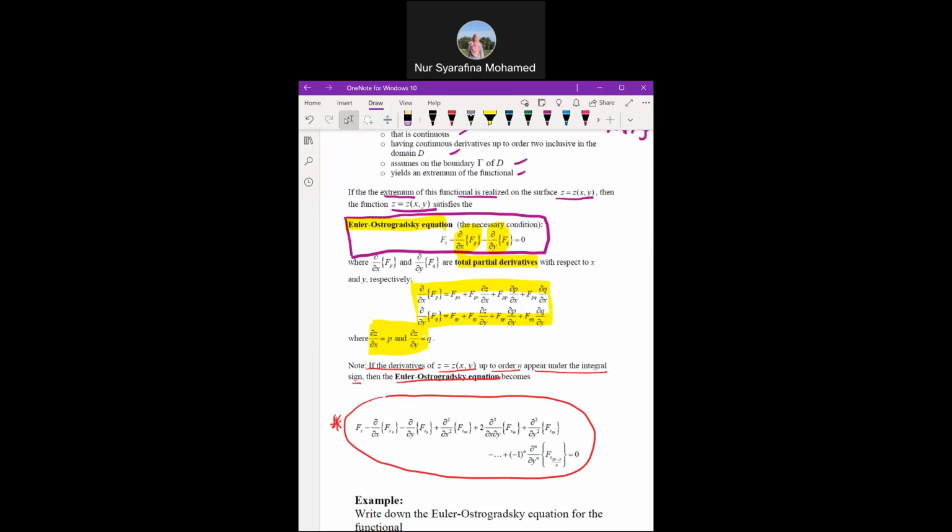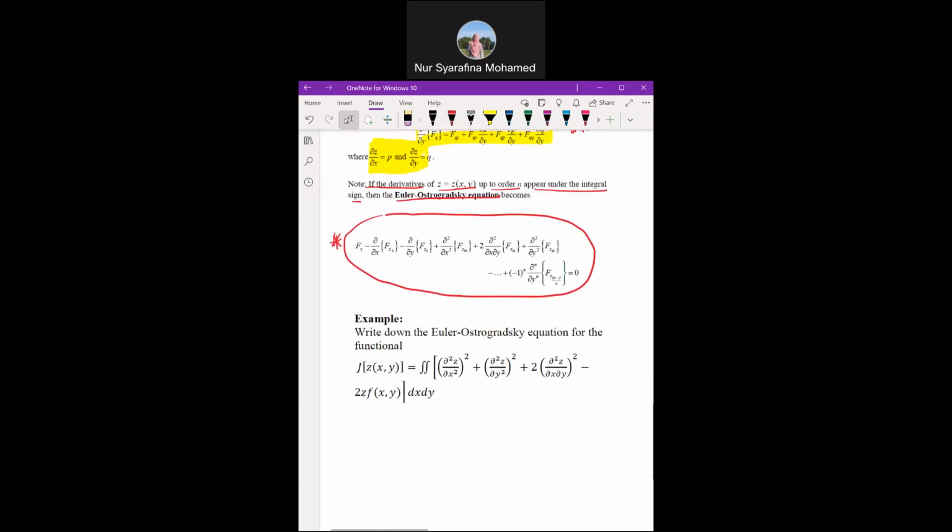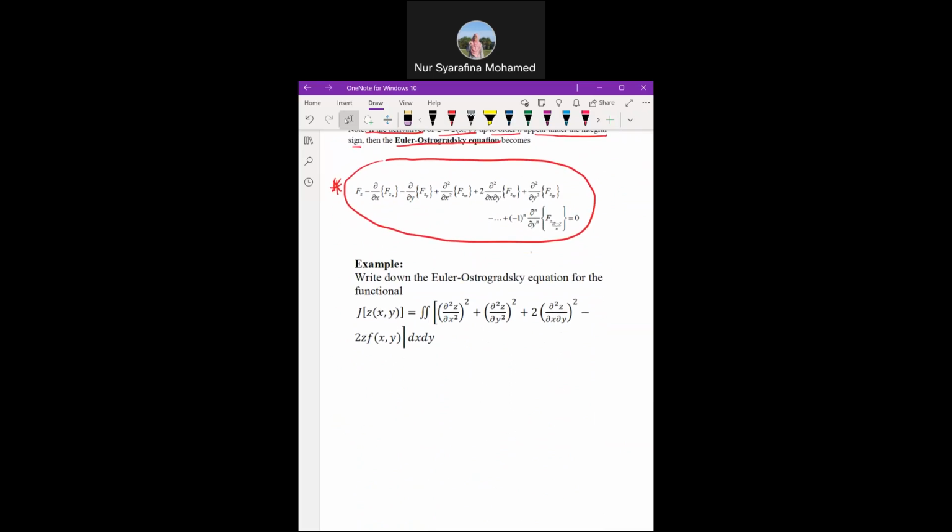The previous equation here only consists of elaboration on the partial derivative. But when we involve the integral sign, then we use this. So how can we use this? First, we need to identify the functional. Let's take a look at this example. The functional J now involves z, where z involves two independent variables x and y.